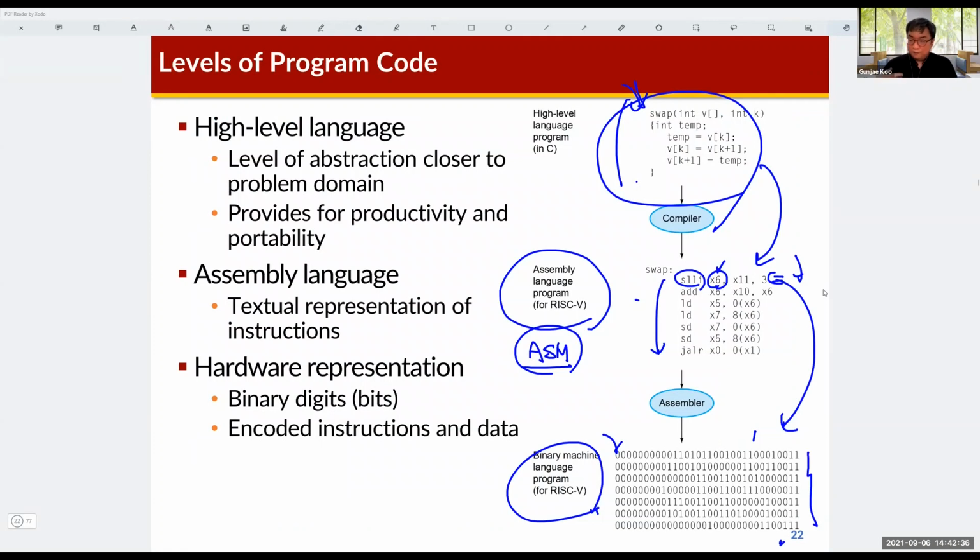So I explained how high-level language programs are translated into digital code or machine code, which can be understood by computer hardware.